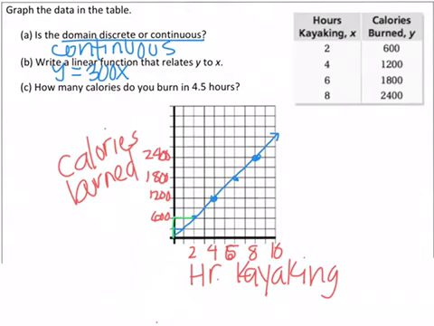Then they're asking, how many calories do you burn in 4.5 hours? Okay, so what I'm going to do is plug in 4.5 for x. So when I do that, we're going to see that we have 300 times 4.5, and our answer is 1,350. 1,350 calories. Please make sure that you label your answer.